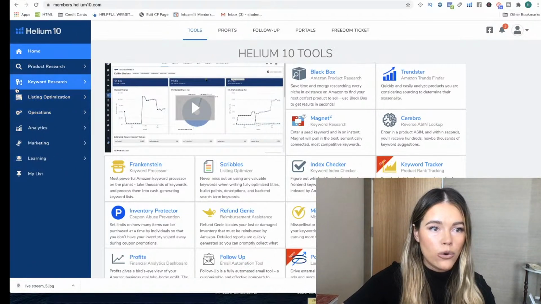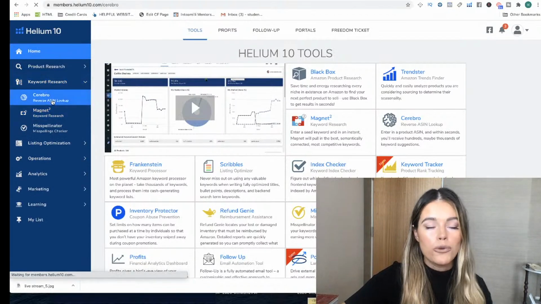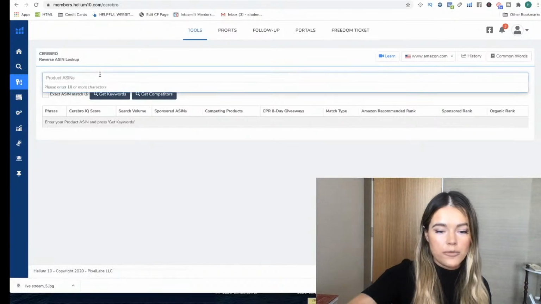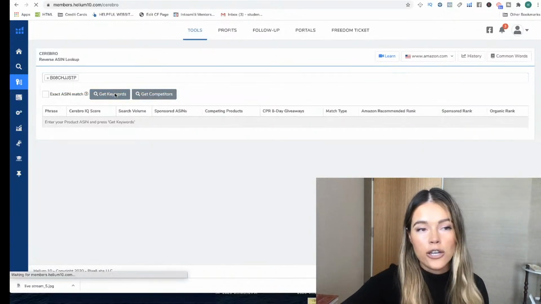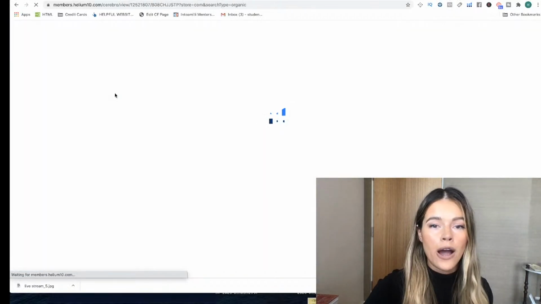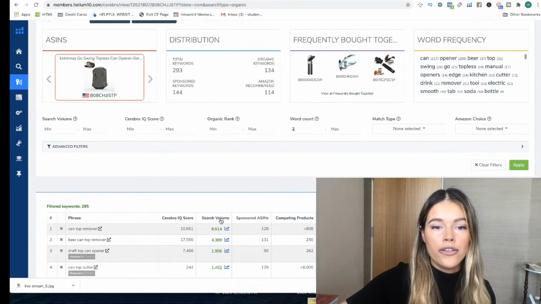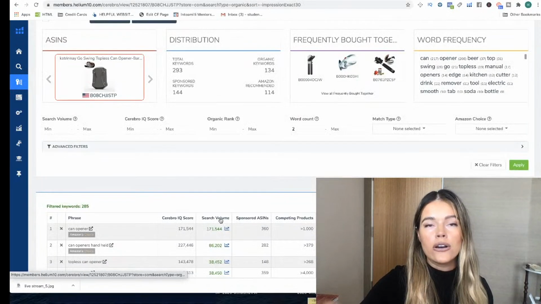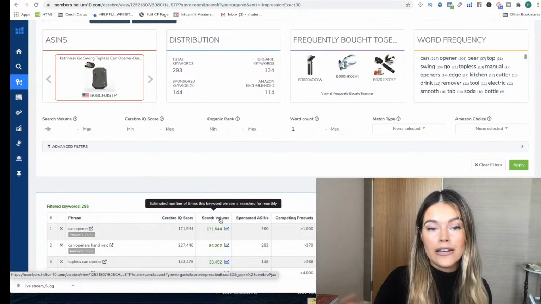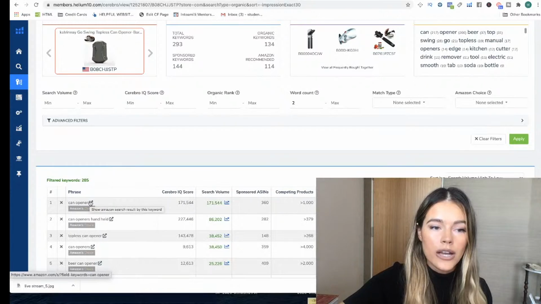So what's really cool is I go to keyword research and I go to Cerebro, which is reverse ASIN. I put this product in here and I do get keywords. So this is going to show me all the words it's ranking for, and that way I can sort them from highest to lowest and see what the highest one is, so I can realize that this is the main keyword, right? So can opener is obviously big, right?